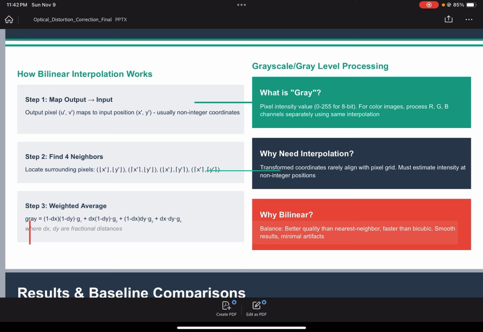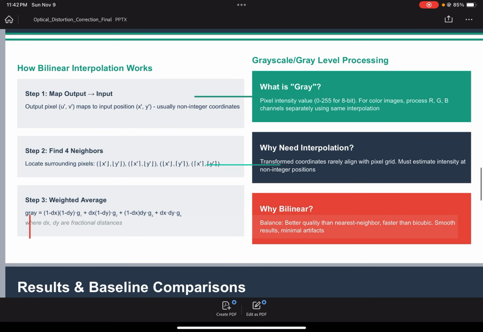For grayscale images, it's basically a number from 0 to 255 for 8-bit integers. So 0 is black and 255 is white. For color images, we have 3 channels, RGB, red, green, and blue, and we apply the same interpolation formula separately to each channel. And why do we need interpolation?